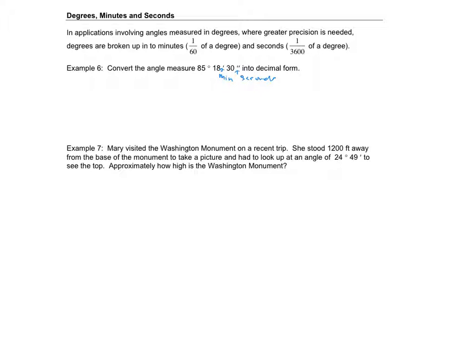So what we're going to do is we'll start with 85, and then we have 18 60ths, and then we have 30 3600ths. So it's probably easiest to just put this in a calculator, and when you do, you get 85.31 degrees.